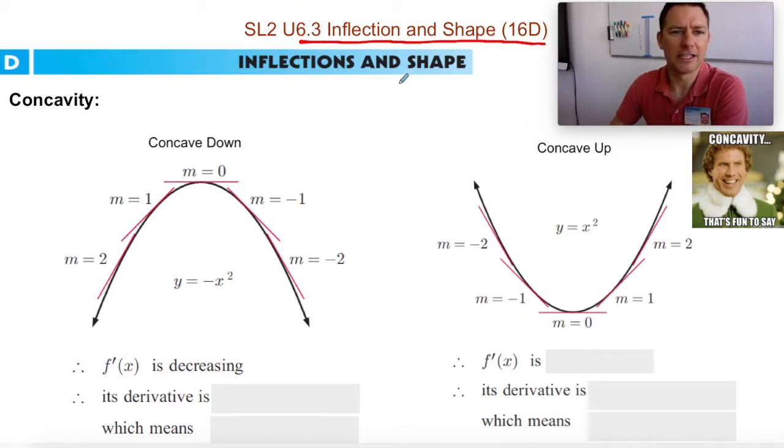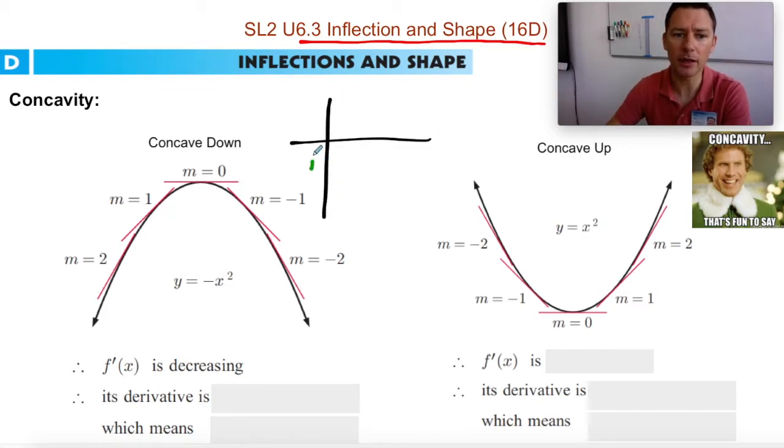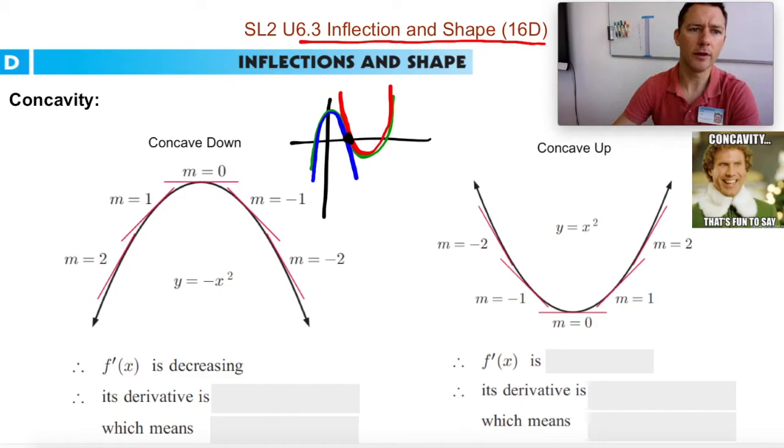It's out of 16D in the text, inflection and shape. Really we can start with concavity, which talks about is it facing up or facing down. A function doesn't necessarily have to be a parabola. It could be something like a cubic, and in some spots it's concave down, and in other spots it's concave up. And the point between is a point of inflection where it switches from one to the other.